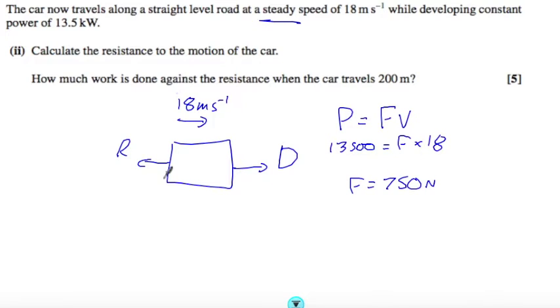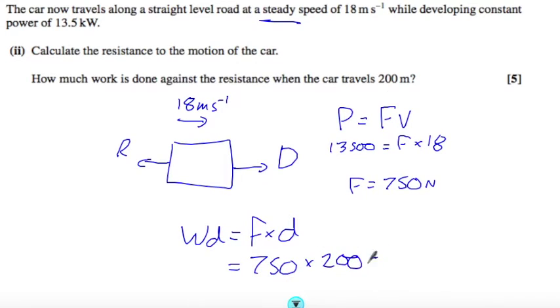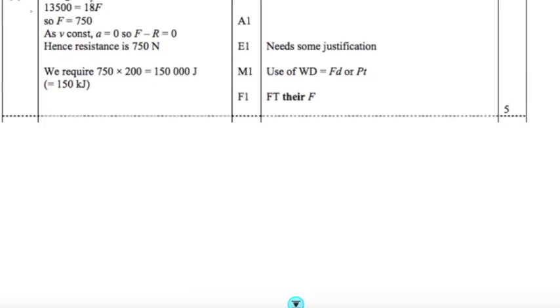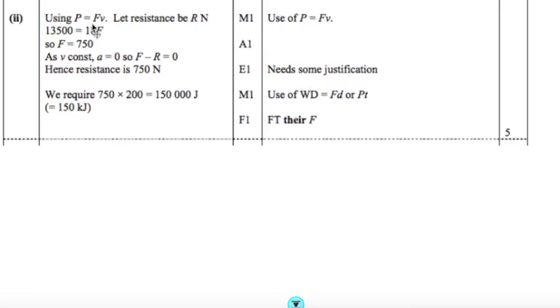Right, how much work is done against resistance? So we can use work done is force times distance. So we've been having to provide a force of 750 newtons over a distance of 200 meters, which is 150,000 joules. Okay, so 1 mark for using P equals FV and getting 750. As V constant, a equals 0, so F minus R equals 0, hence resistance is also that. And you need some justification there. And then using work done is FD, so you get 150 kilojoules.